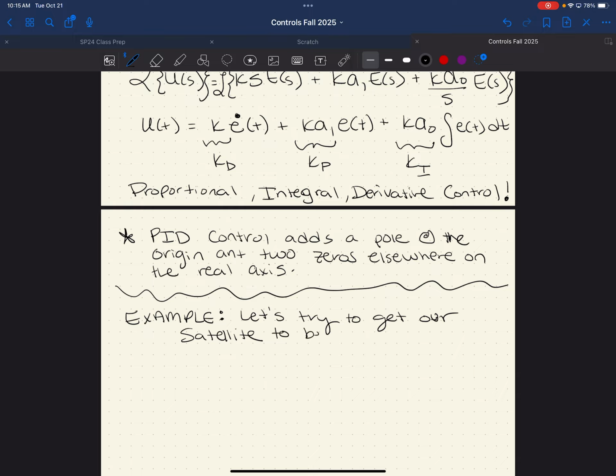Okay, to behave with a settling time of Ts equals 1 second and a percent overshoot of roughly 0%.